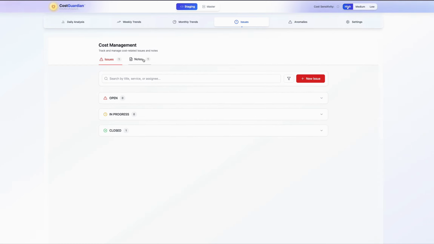And you can move the issues between in progress or closed state. Then there is a note section that we have built specifically for the changes that a developer or DevOps engineer does on a cluster, and he wants to keep track of those changes for your weekly or monthly call.